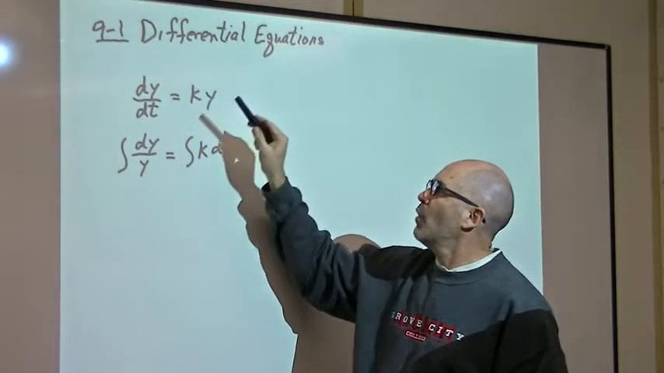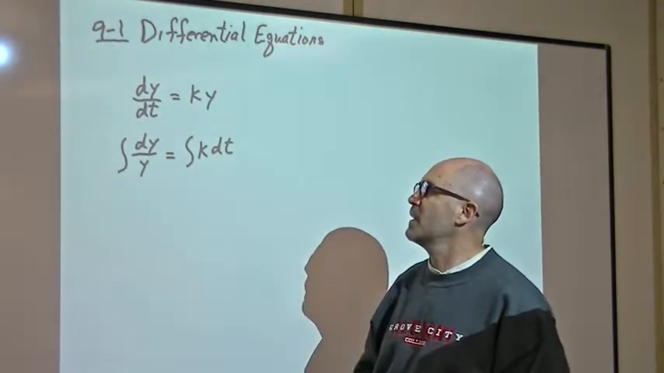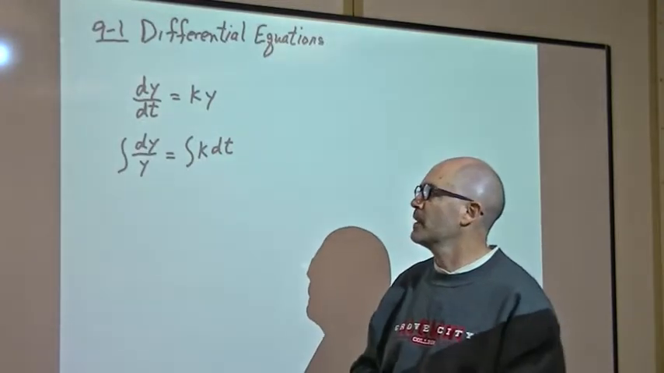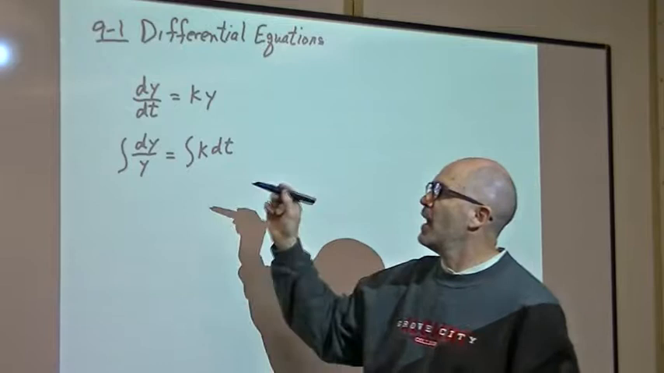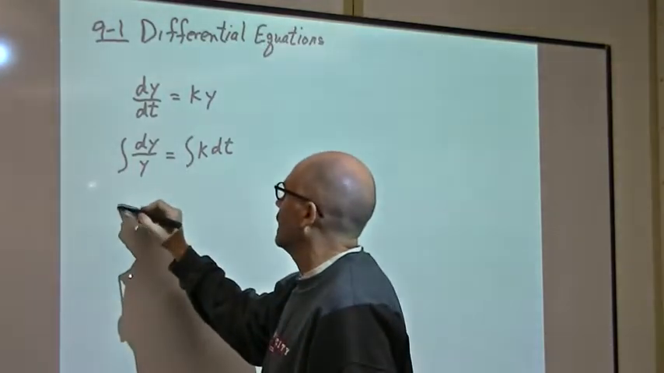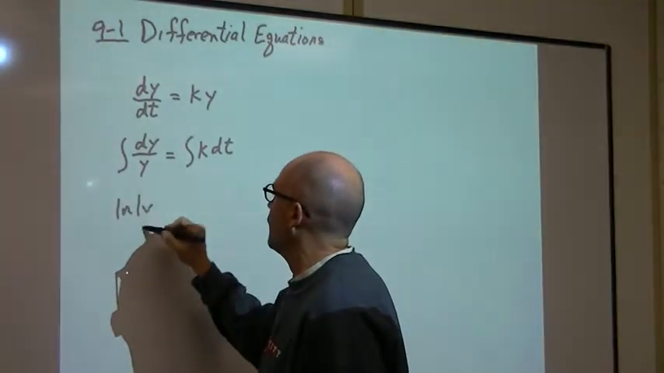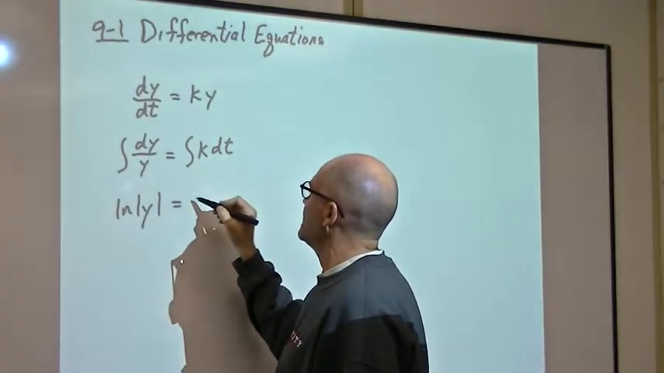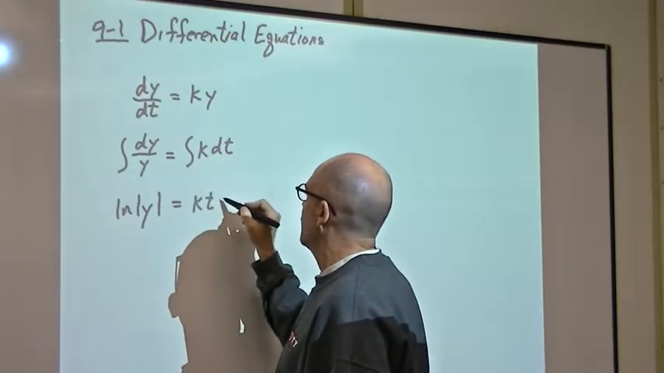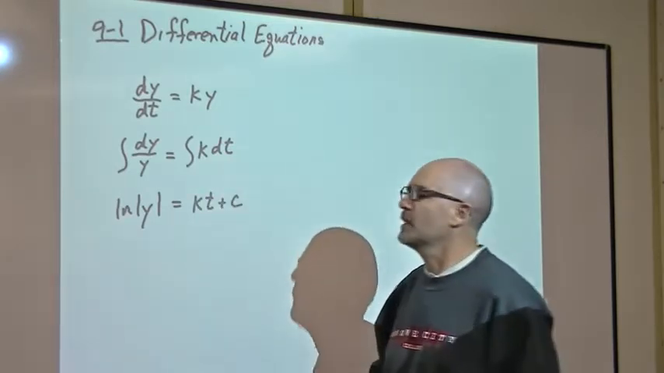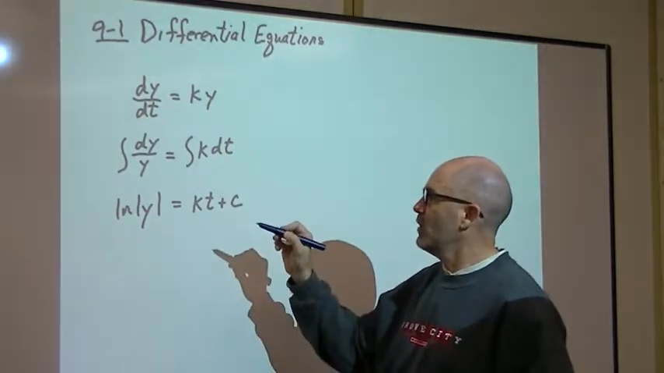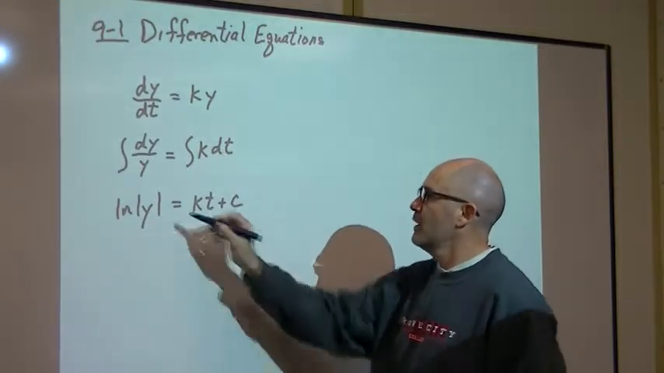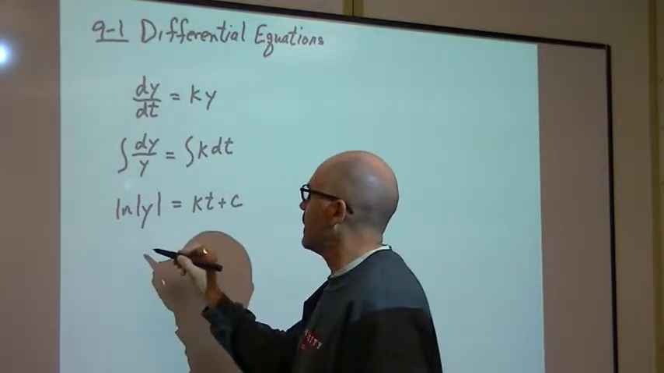We want our y's on one side and our t's on the other, and we integrate both sides with respect to those variables. So when I integrate dy over y, I get natural log absolute value of y, naturally. And I integrate k dt, and I get kt plus c. Like I said, the name of the game here is to get y by itself without the dy/dt. So what we're going to do is take both sides to the power of e.